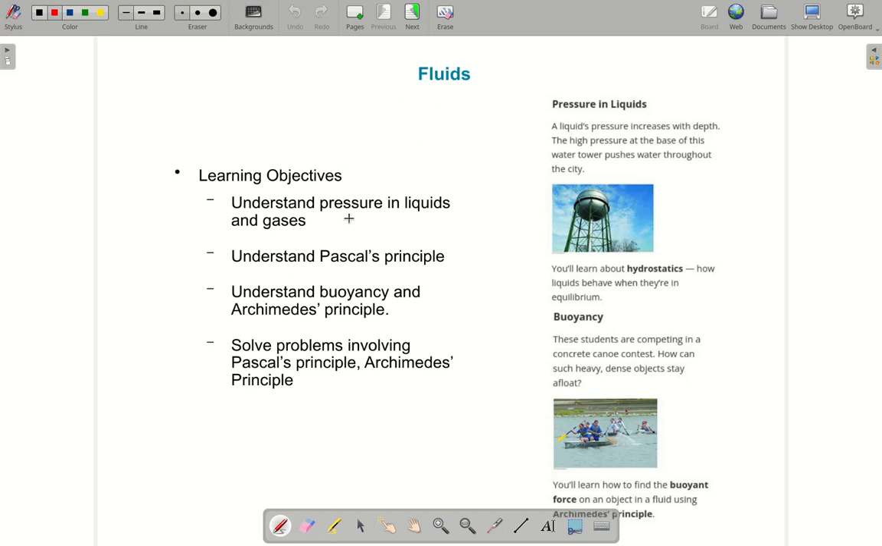We will focus mainly on static fluids, not the moving ones, stationary ones. And we will talk about pressure in fluids, and in this context we're going to apply fluid properties to gases as well, especially to air pressure and so on. We'll focus on two principles. One is the Pascal principle, one is the Archimedes principle, and we will learn how to solve problems involving those principles.